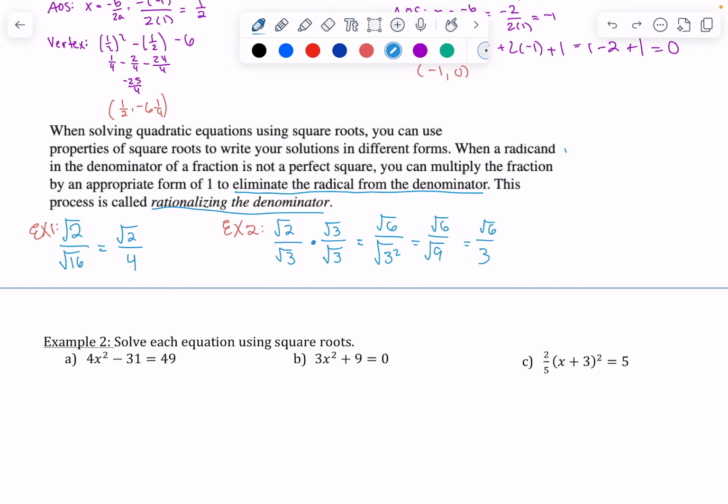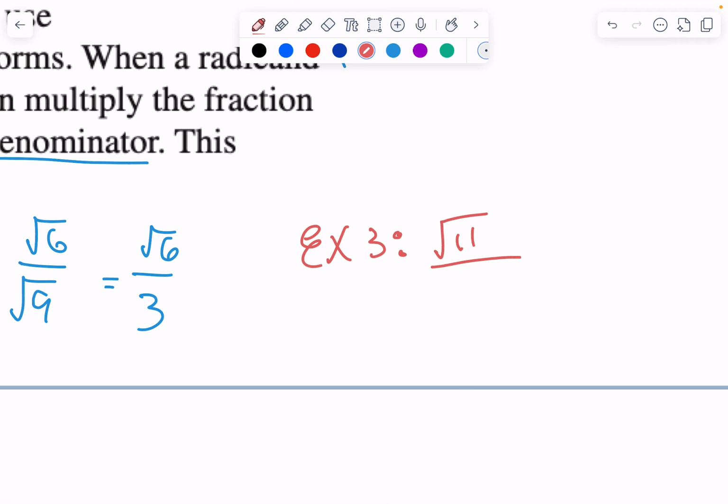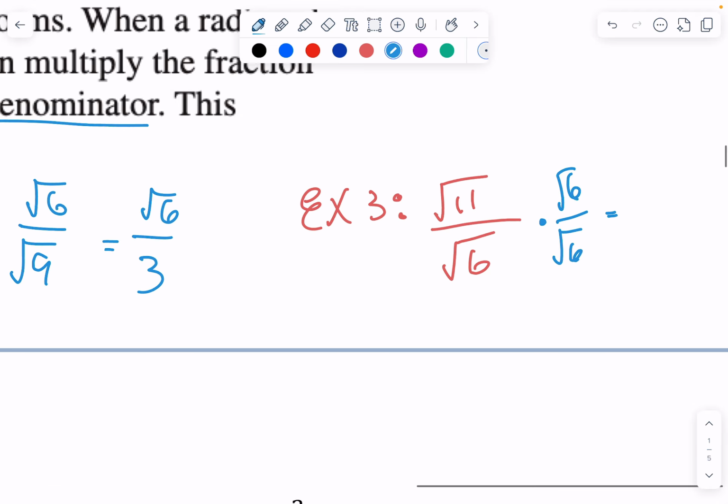Okay? So let me just give you one more example to make sure we're understanding this. If you had the square root of 11 over the square root of 6, what would you do? You would multiply the top and the bottom by the square root of 6, because this would give you the square root of 36, which is just 6. And then in the numerator, we would have the square root of 66.